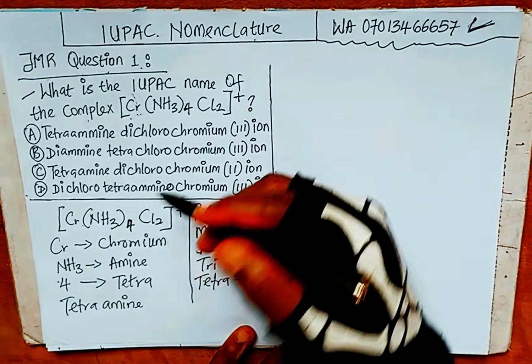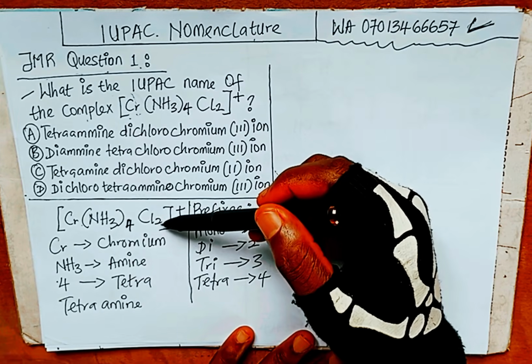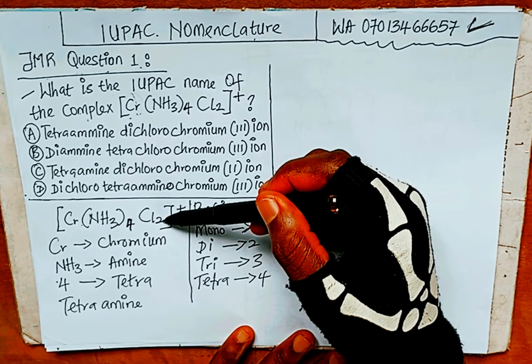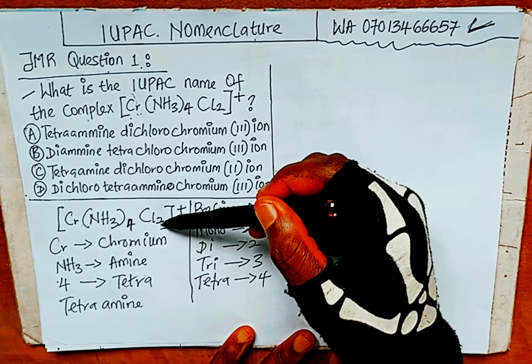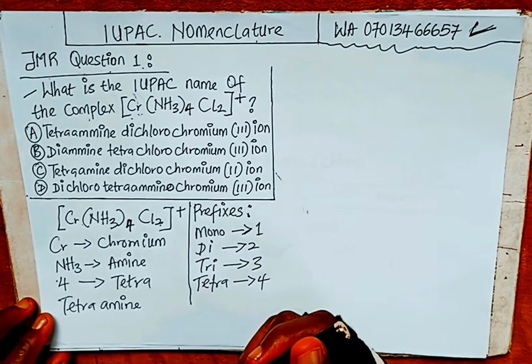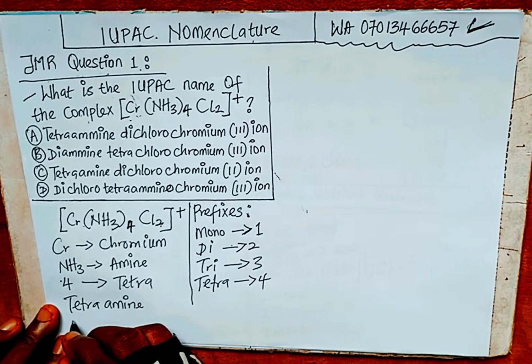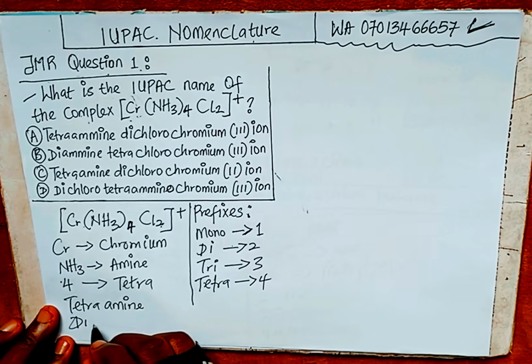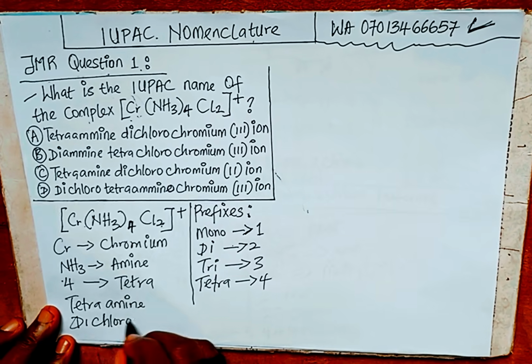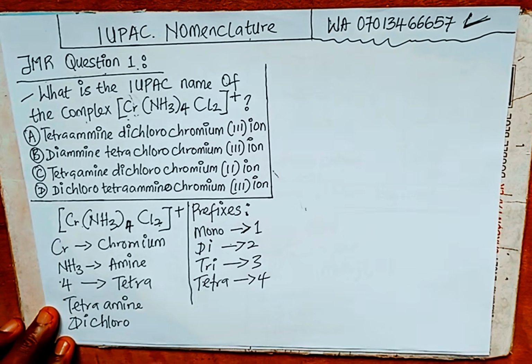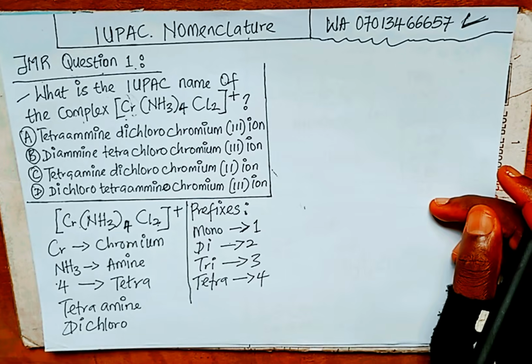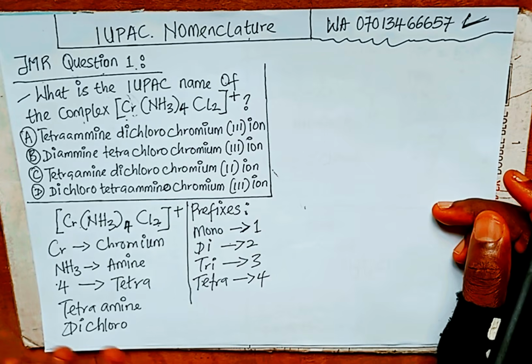So remember, we have chloro here, and the chloro we have here is 2. Can you see? So let's quickly call that dichloro. All right, so we already have these two as part of the name. So what do we do next? We are almost done naming this.